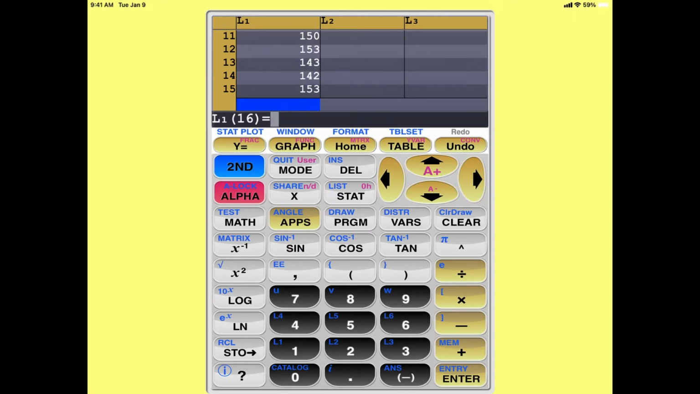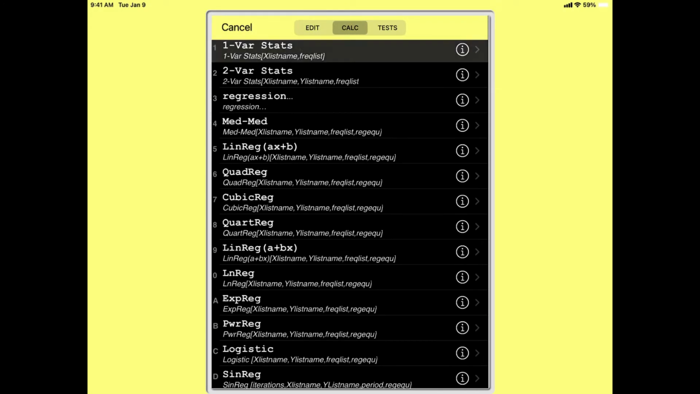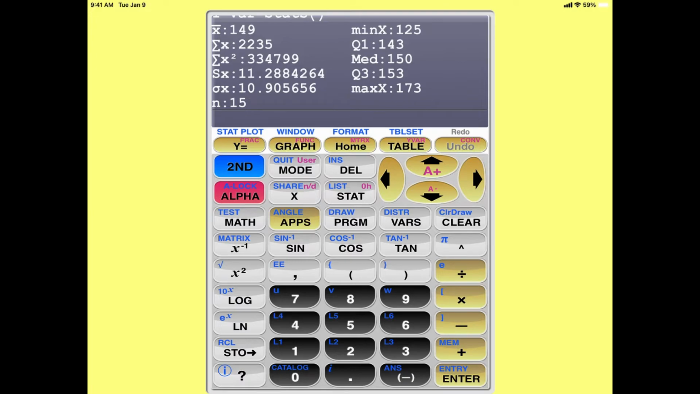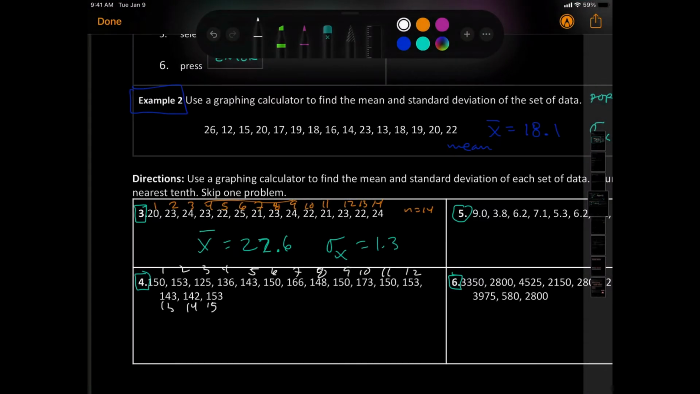the 16th number, which we don't need. Press on the left arrow key, stat, calc, which is in the top there. 1 bar stats, press enter, and there we have 149 is our average and 10.9. So average is 149 and population standard deviation is 10.9.